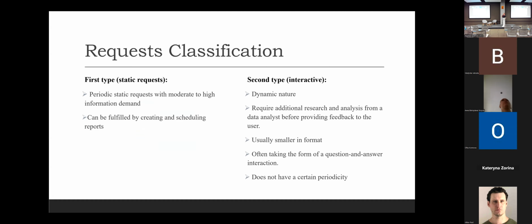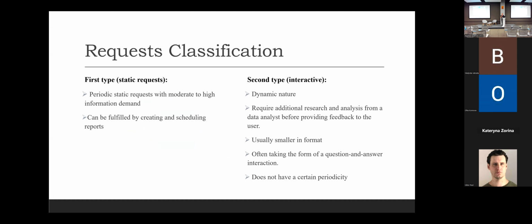Based on this classification, we have divided requests into types. First type is the static request. Usually it's a periodic static request with moderate to high information demand. And such type of request usually can be fulfilled by scheduling reports.